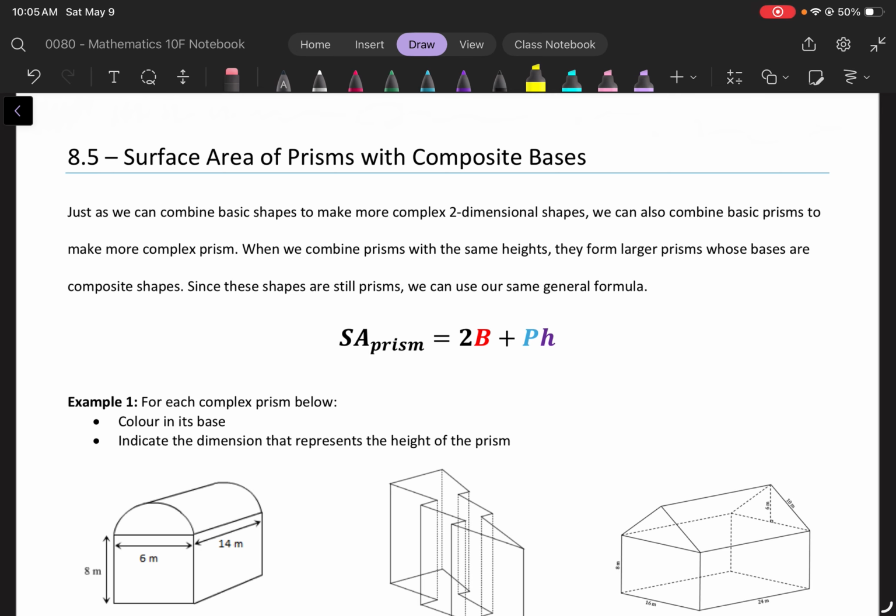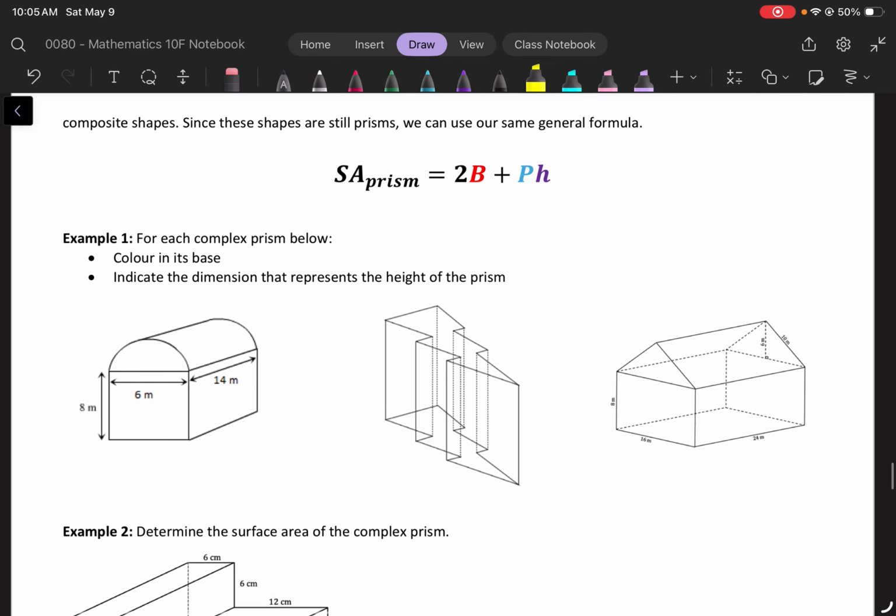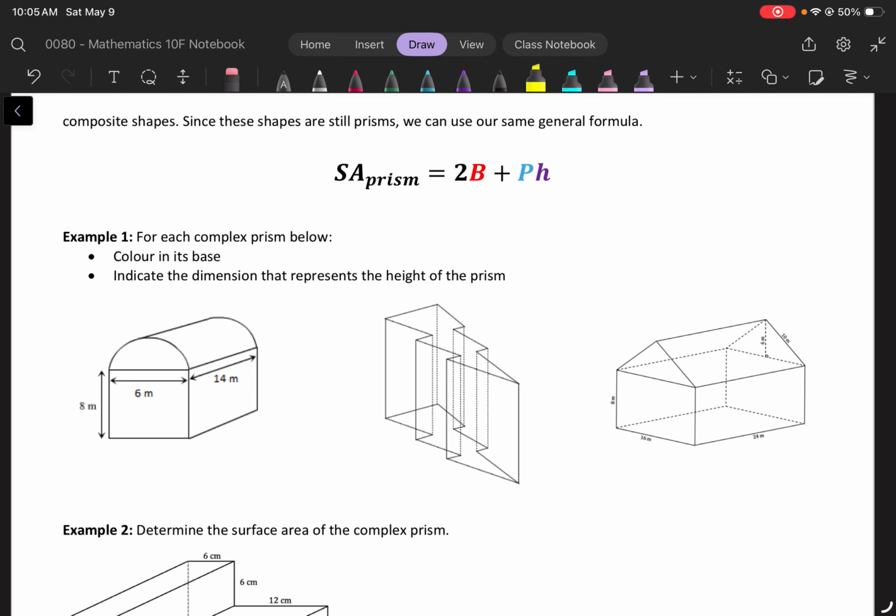A prism is a shape that has two identical and parallel bases. So a cylinder has these two identical circles that are parallel to each other. A rectangular prism has two identical bases that are rectangular and parallel to each other, and so forth and so on. Now we're going to take a look at these complex prisms. Prisms that have weird shaped bases. Bases that we don't really have names for, right? Because they're not a basic shape. They're a combination of shapes or an irregular looking shape.